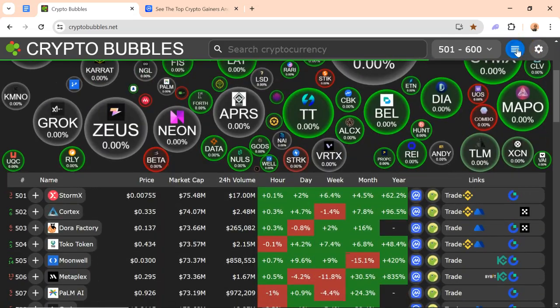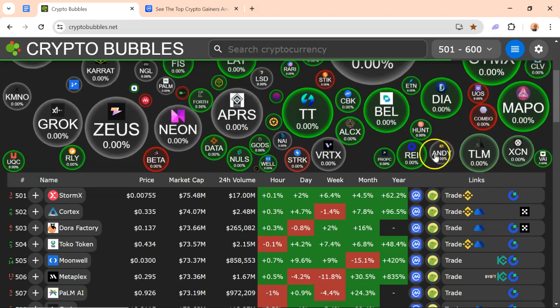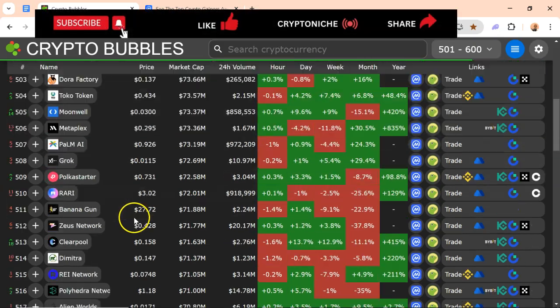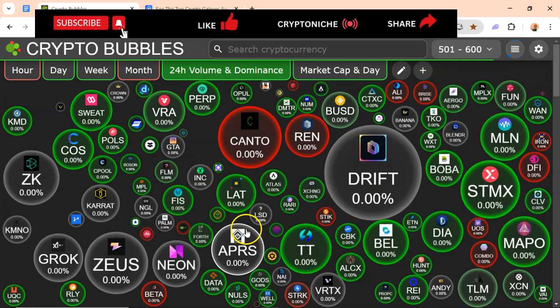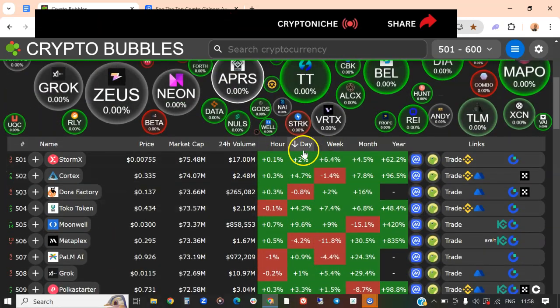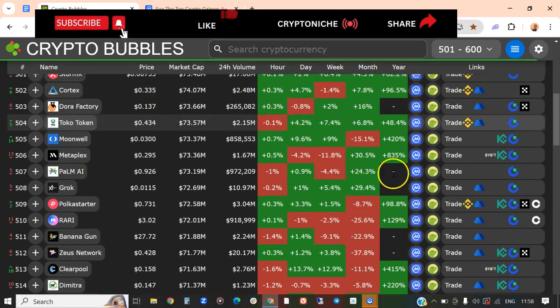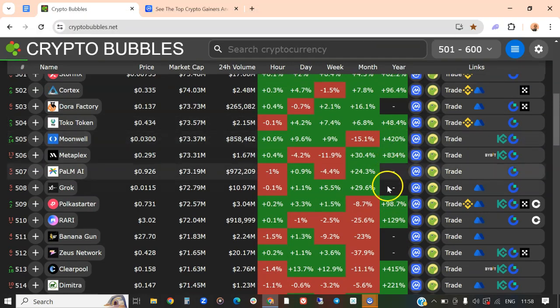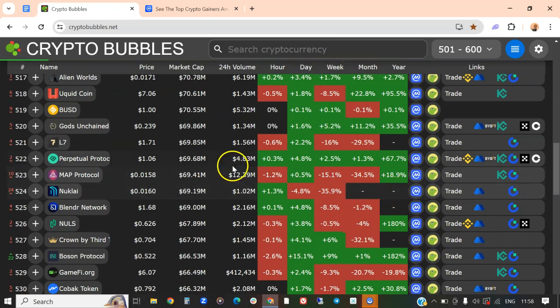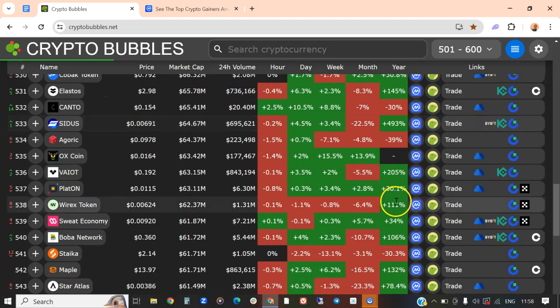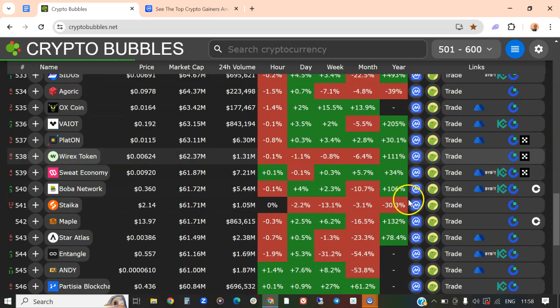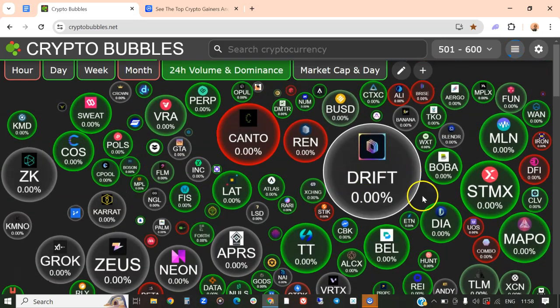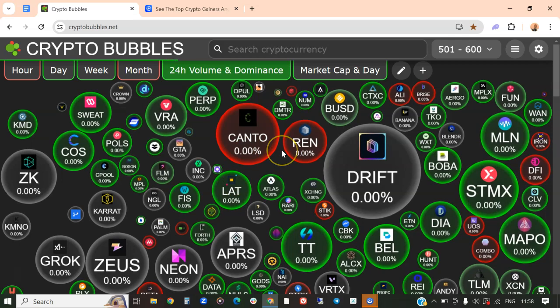You can see if you want, you can even have it in a list format. This is a list format, right? So you can check the data for the last hour, day, week, month, year. Like this one, Moonway has done over 400% in the last 1 year. Map Protocol, for instance, has only done 18.9% in the last 1 year. That's a very poor performance for that project. You have OX coin there, like that. So basically, now you have an idea of how to use Crypto Bubbles.